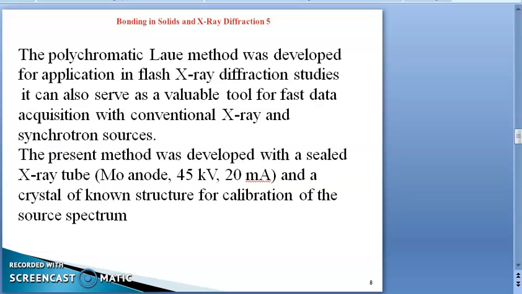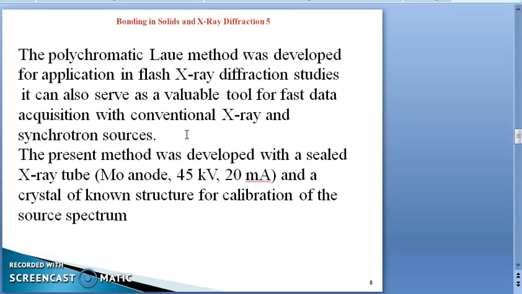Now let's turn towards what type of X-rays are incident on the single crystal. A polychromatic Laue method was developed for application in flash X-ray diffraction studies. It can also serve as a valuable tool for fast data acquisition with conventional X-ray and synchrotron sources.